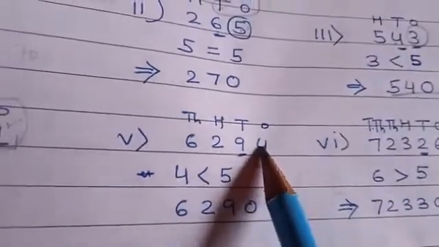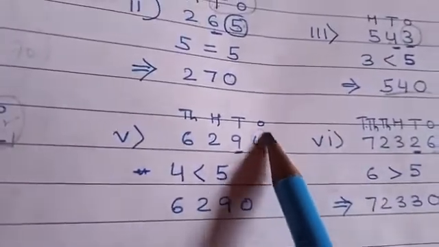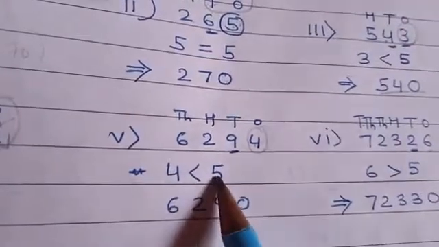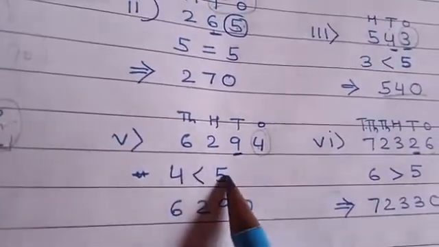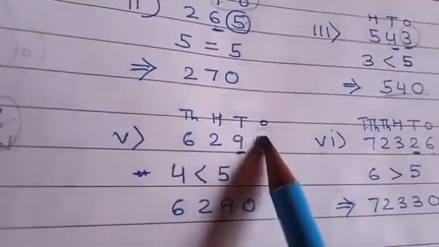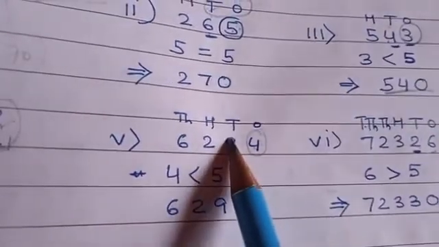Okay. Now round off to the nearest tens. So check the digit at the ones place, which is 4. 4 is less than 5. So 9 will remain as it is.